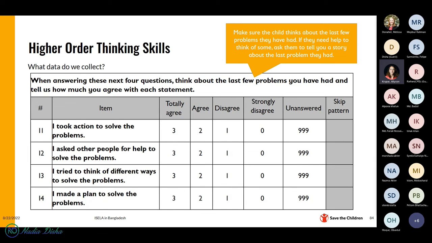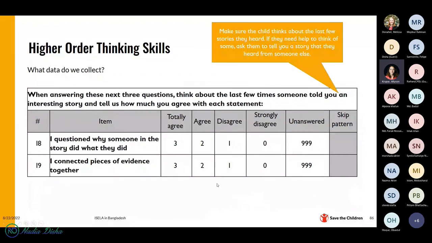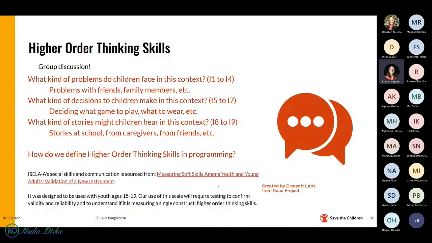Exactly. And that's one of the reasons we're doing this workshop, so that you all can help the data collectors understand what we're asking, as well as help them know how to prompt children. If you go ahead here, what are some examples of problems that children might face, of decisions that children might make, and of stories that children might hear? We don't necessarily need to know the problems, the decisions, or the stories, but if the child is having trouble thinking of those, the data collector needs to be able to help them think through those so that they can answer the questions.